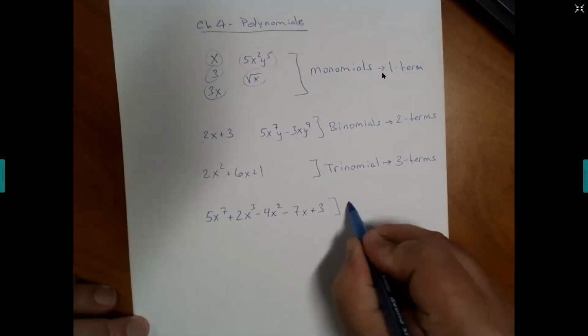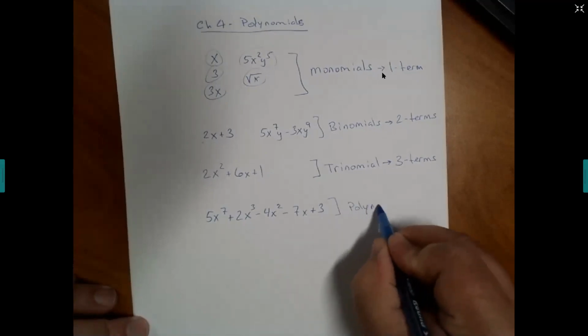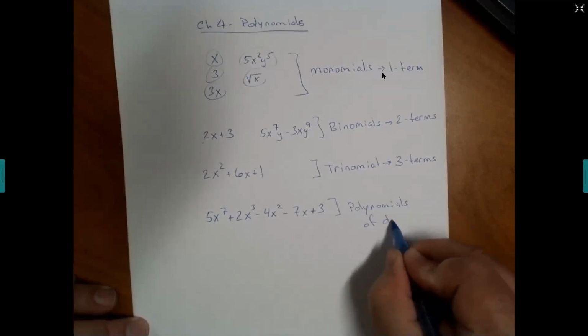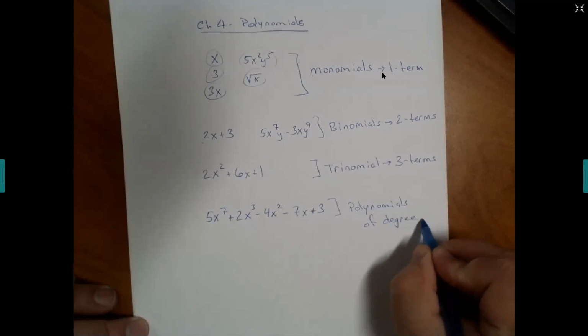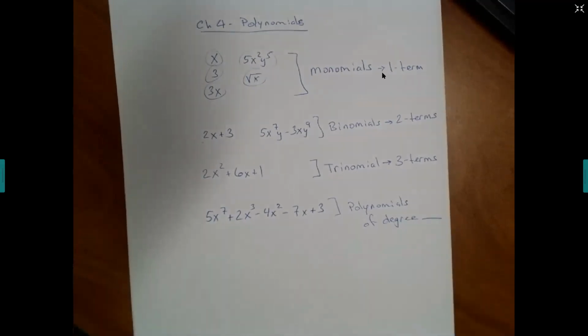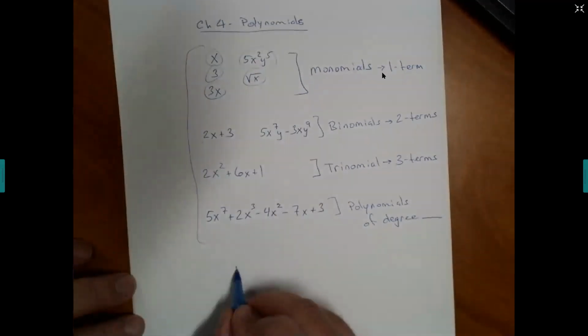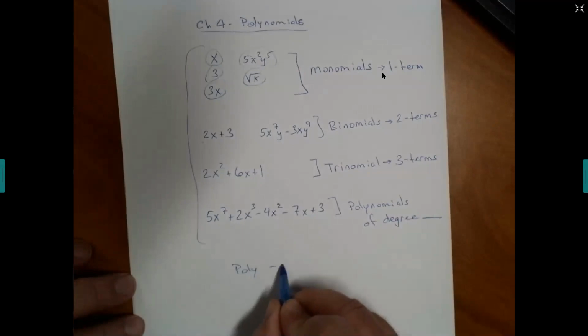So all of these are called polynomials. These are all under the subset of polynomials. Poly means many.